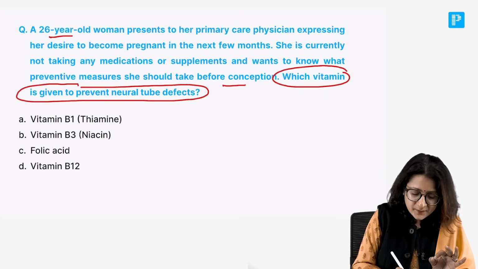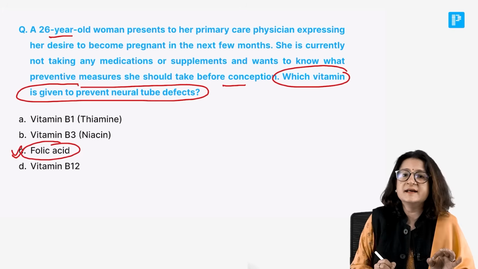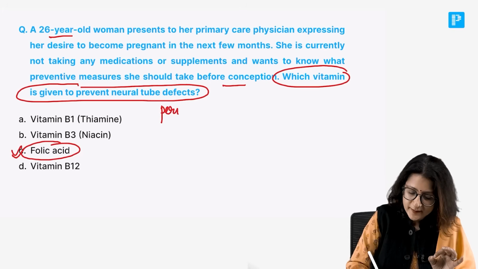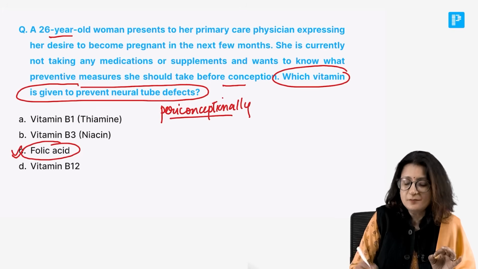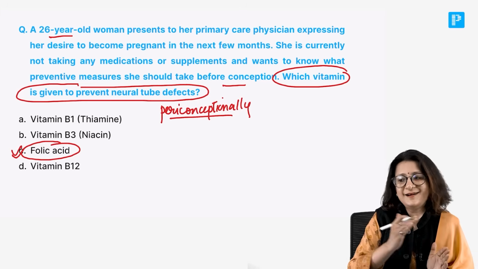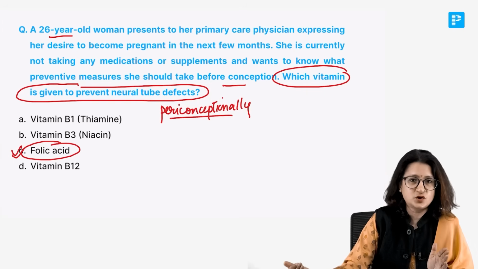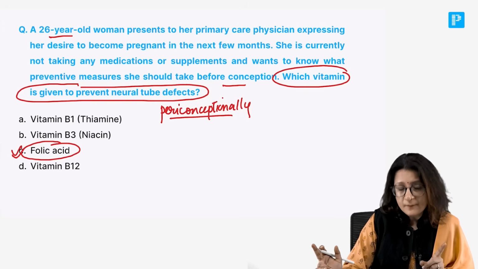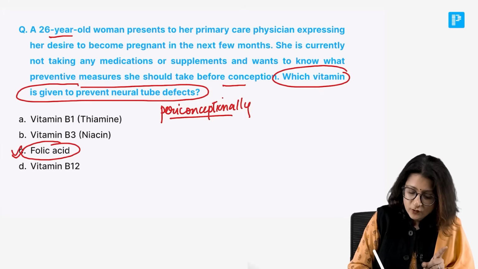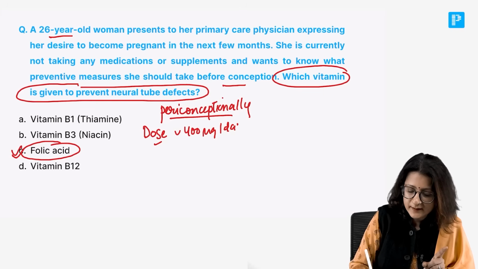Okay, so which vitamin is given? Folic acid is given periconceptionally. Periconceptionally, meaning at least 1 month prior to conception and till the first 3 months of pregnancy. Right, so that is why periconceptional, right? Also, please note that the usual dose is 400 micrograms per day.